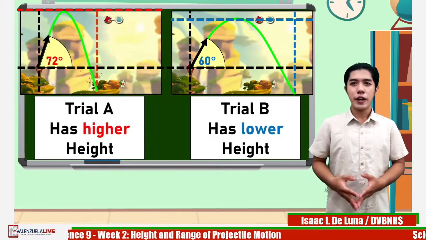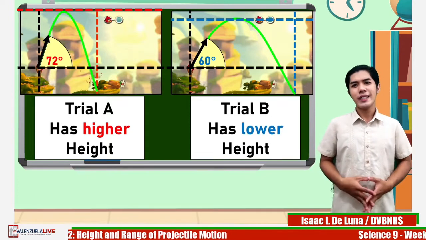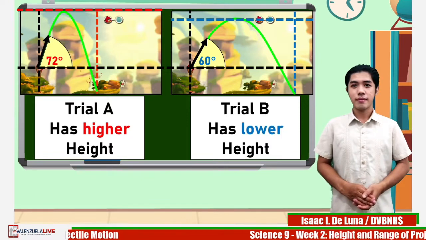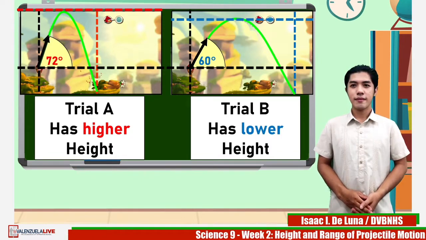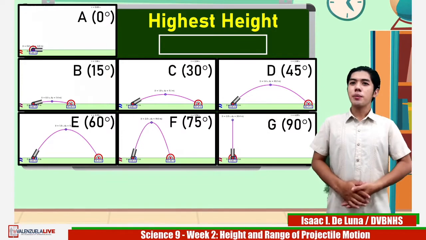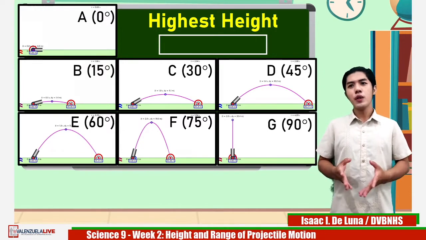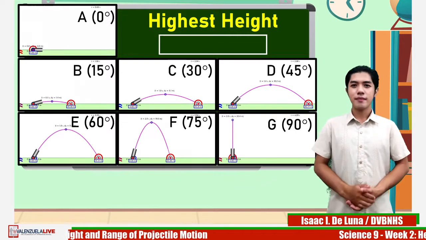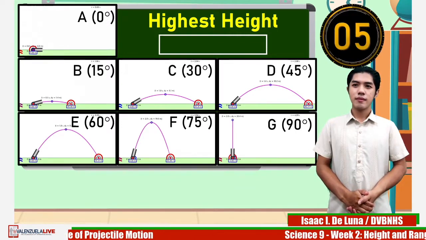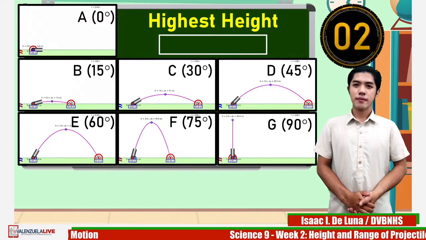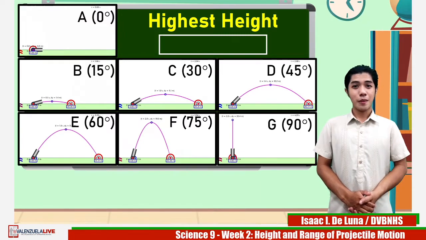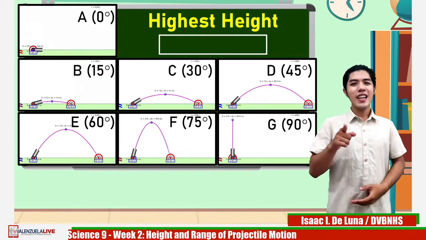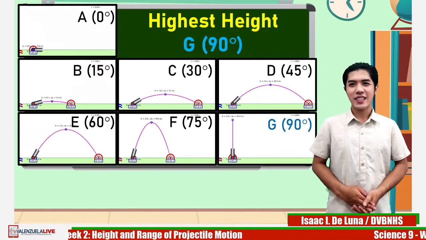A while ago, we also found out that launch angle can also affect the height of projectile motion. Now let's examine it. Here are the results of trials A to G. Which of the following trials reached the highest height? Type your answers now. Time's up. If your answer is trial G at 90 degrees, then you are definitely correct.